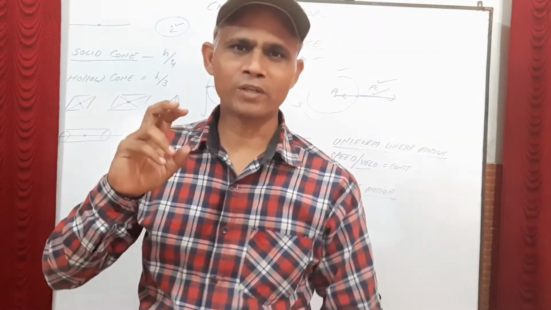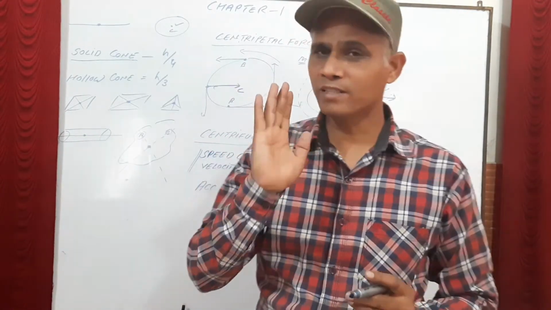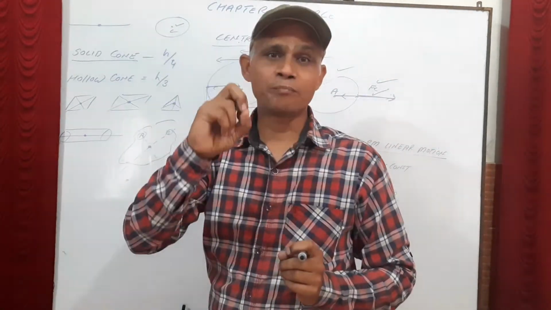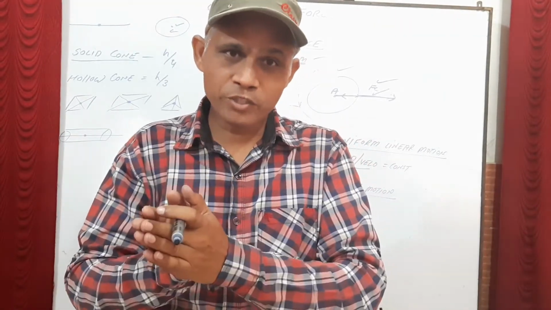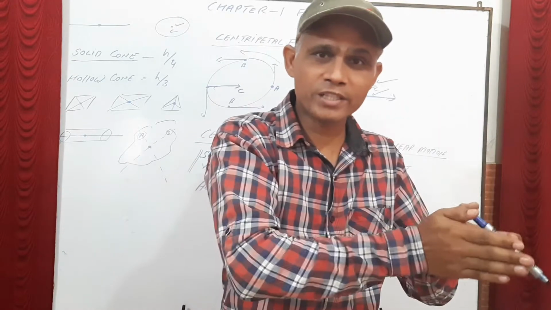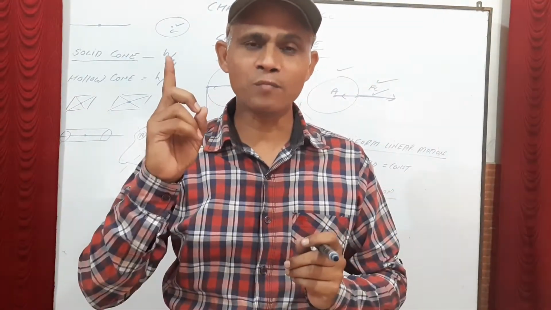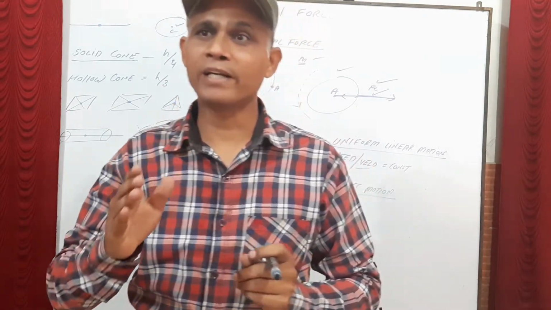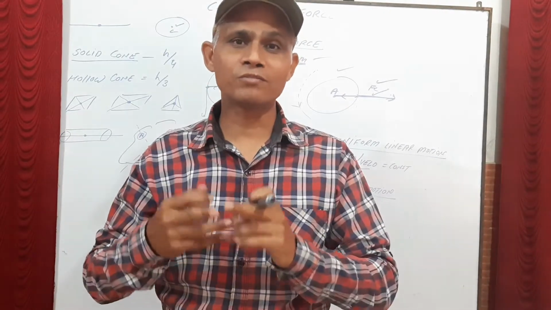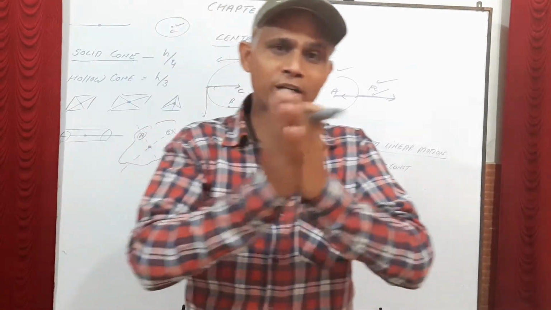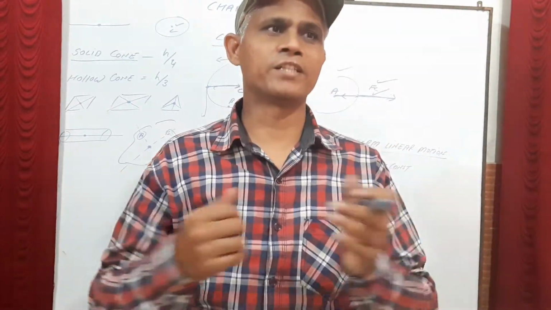Now some important terms in center of gravity. First term: center of gravity depends upon the shape of the body. As the shape changes, the distribution of the particles changes, hence the center of gravity also changes. So one thing, center of gravity depends upon the shape of the body. Why? Because with the change of shape, distribution of particles changes, hence center of gravity also changes.